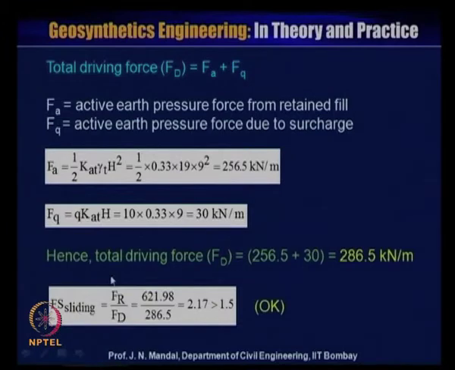Now, we have to check the factor of safety against sliding, that is the resisting force divided by the driving force. So the resisting force which we have already calculated, Fr is equal to 621.98, divided by driving force equal to 286.5 kilonewton per meter. So this ratio is equal to 2.17 and we have to check that this factor of safety against sliding should be greater than or equal to 1.5. So if this factor of safety is greater than or equal to 1.5, that means it is okay, the structure is in a stable condition.